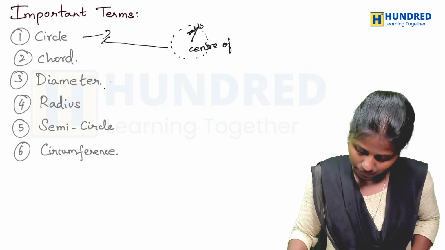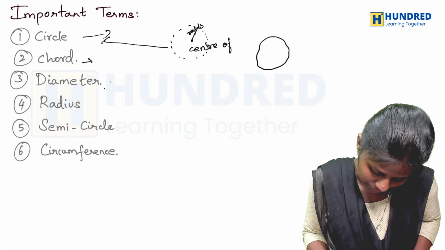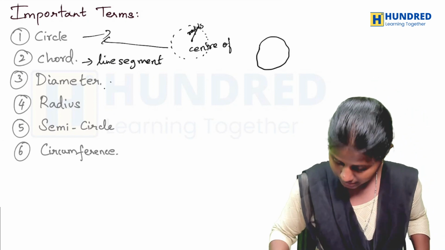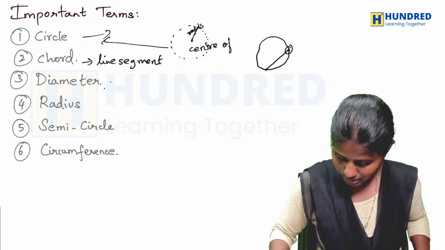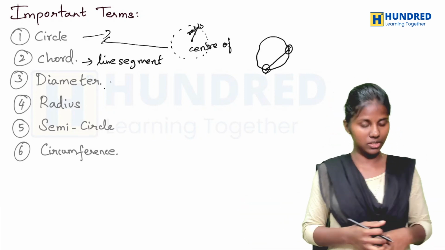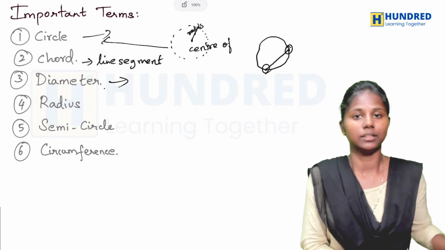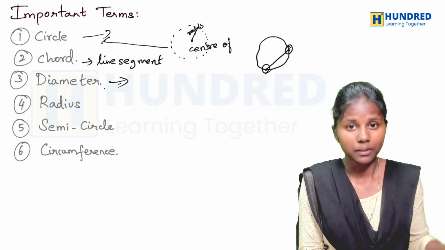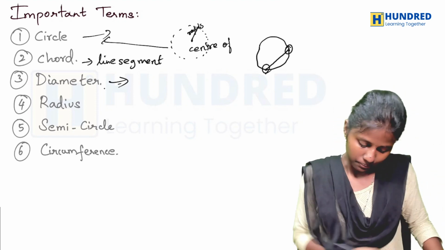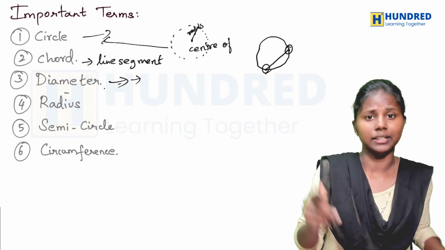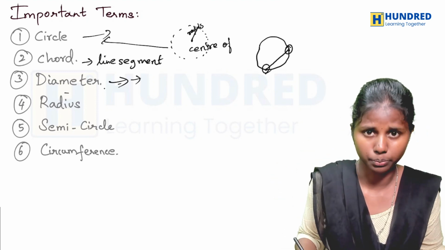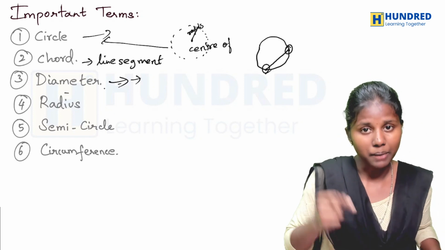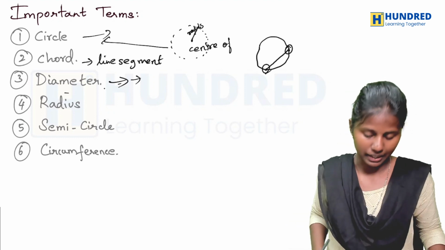And what is a chord? A chord is a line segment joined by 2 points on the circle. When I say diameter, chord and diameter have a similarity: every diameter is a chord, but not every chord is a diameter. A diameter is a chord, a line segment joined by 2 points, that passes through the center.